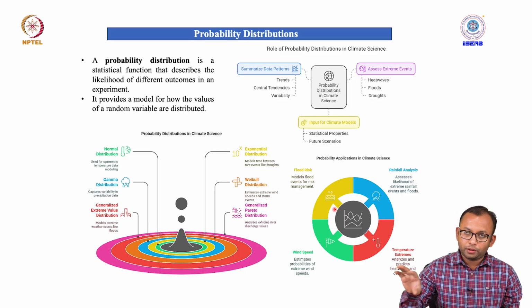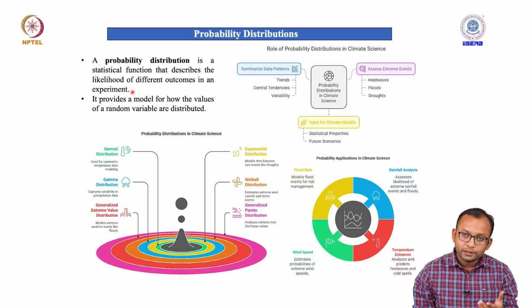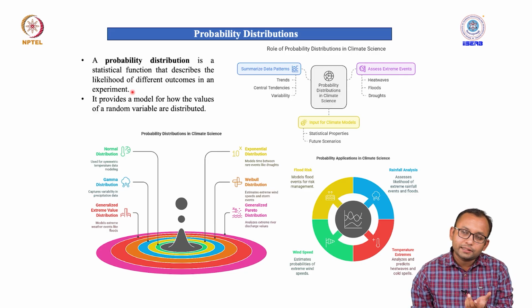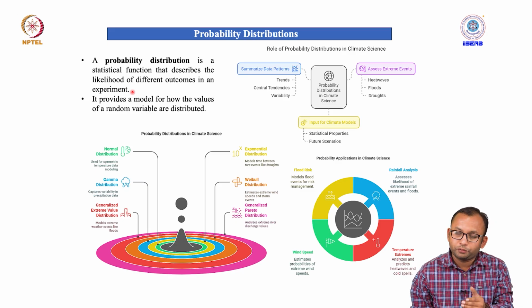Before moving into the more advanced concepts, first we have to discuss what exactly a probability distribution function is. A probability distribution function is a statistical function that describes the likelihood of different outcomes in an experiment. Suppose you are tossing a coin, what is the probability of occurrence of tail, or of head? That is called the probabilities. When you are tossing the coin, it could be either tail or head, so the probability of occurrence is 1 by 2 for each.